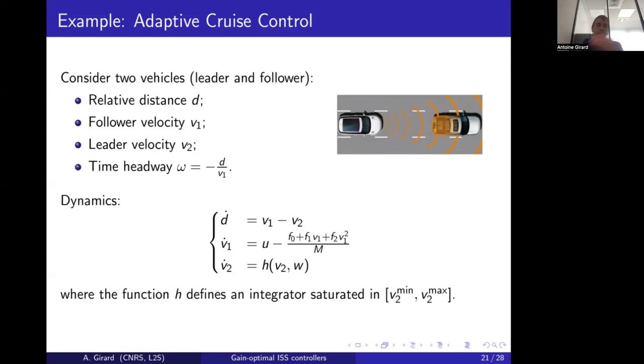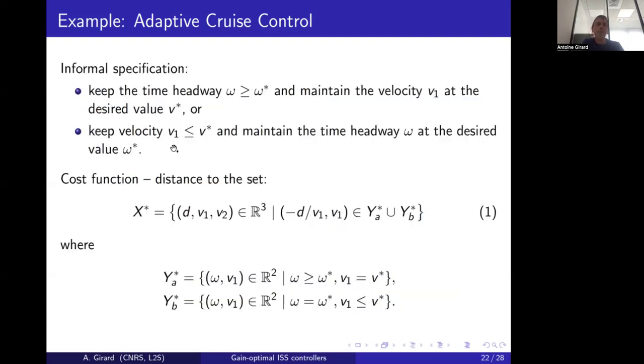So we want to control that system, and so we actually want to control a discrete time version of the system. So we first do some time discretization, and then we want to solve the following problem. So the specification is the following. We want either to keep the time headway greater than some critical value. And if the time headway is greater than this, then we want to maintain the velocity V1 of the follower at some reference value. So essentially, when we are far from the leader, we want to maintain some reference velocity.